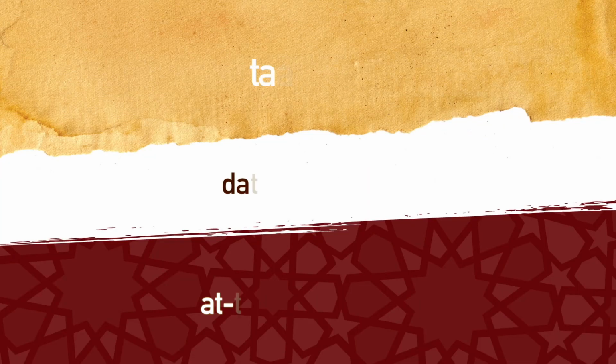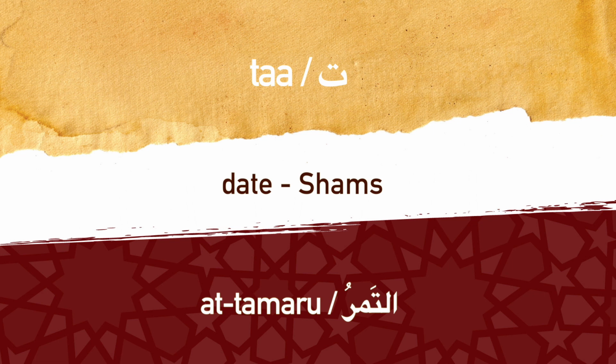Ta. Now ta is a sun letter. Example, tamarun, date. And if I introduce a definite article, the lam disappears because the sun is too obvious. So it's at-tamaru. Tha is also a sun letter. I'll give you an example. Thamarun means fruit. Definite is ath-thamaru.